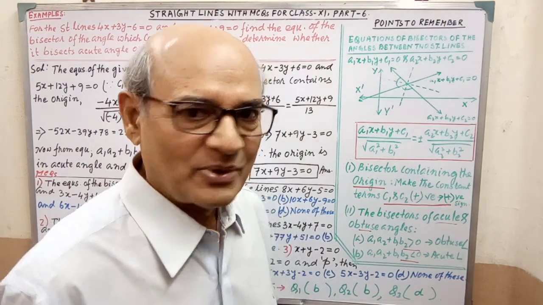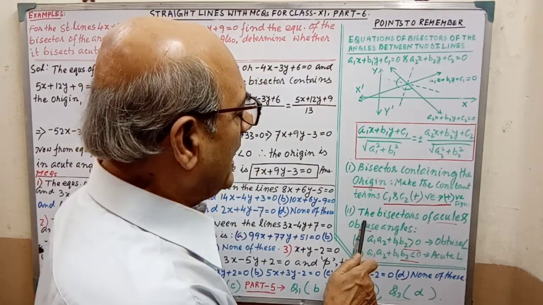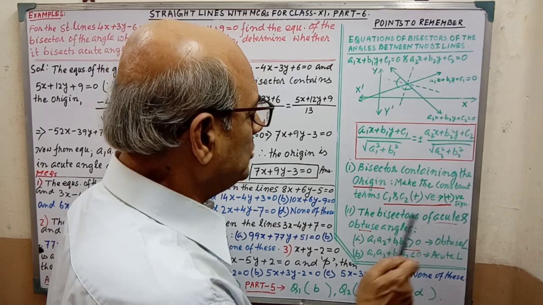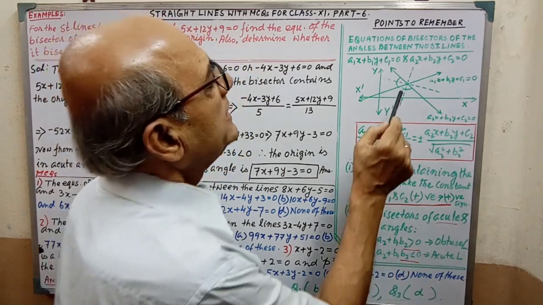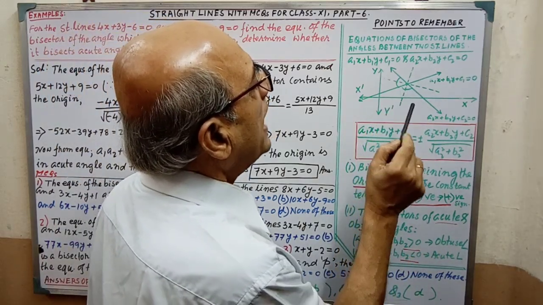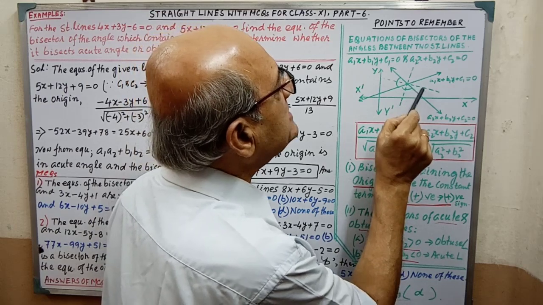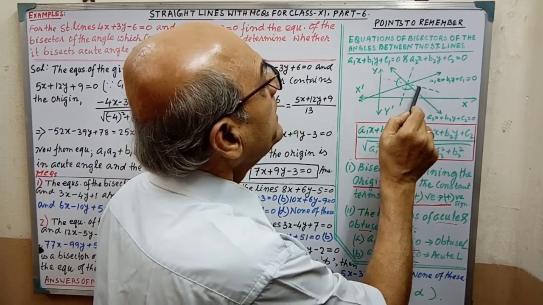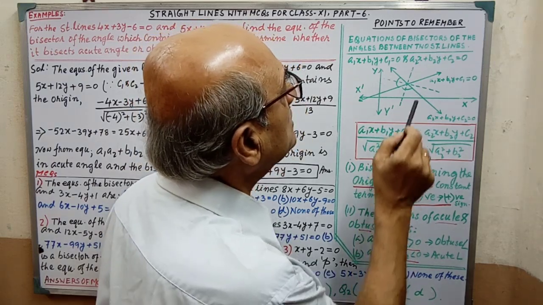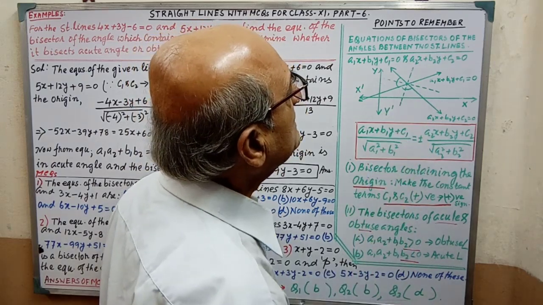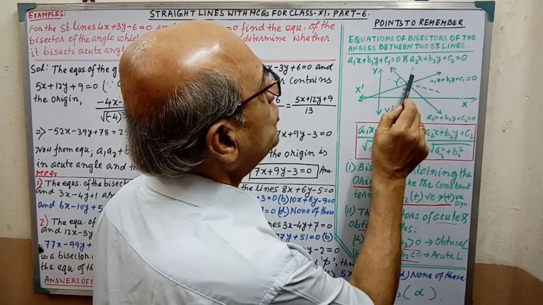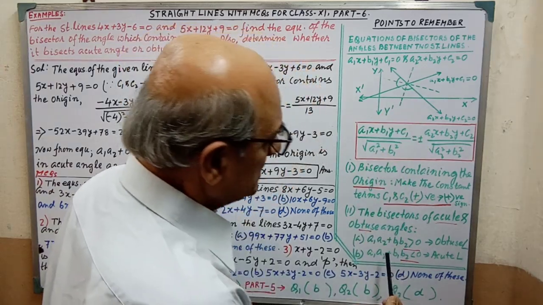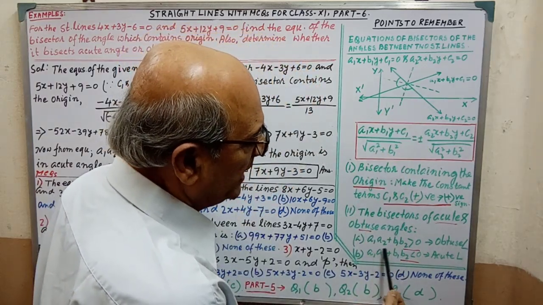There is more information. The bisector of acute and obtuse angle. There are two bisectors, 1, 2, and one bisects the acute angle, another the obtuse angle. So you have to find out which angle the equation bisects, acute or obtuse. This you have to find out by this.